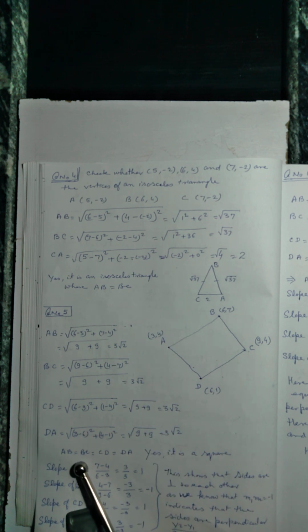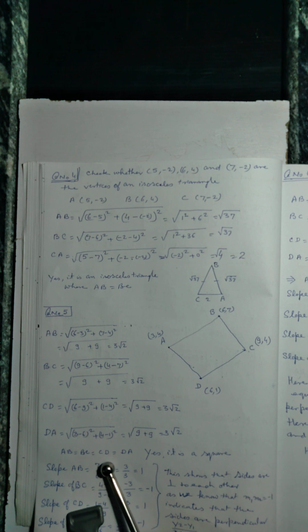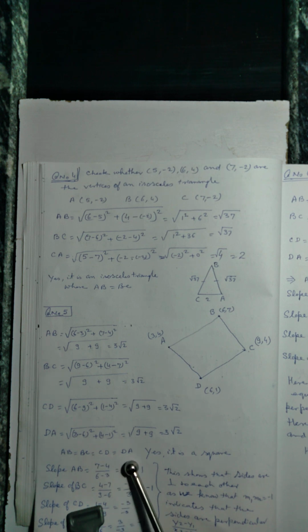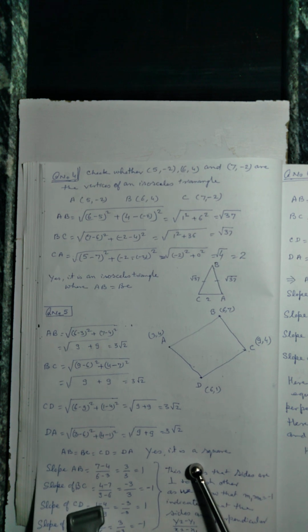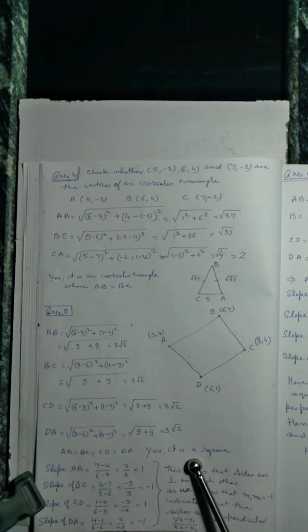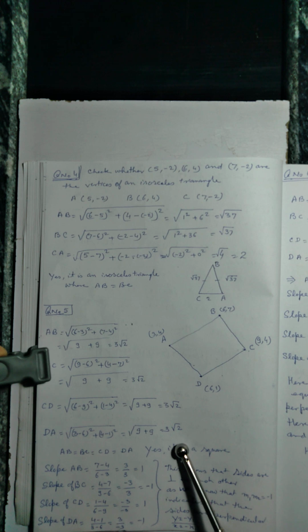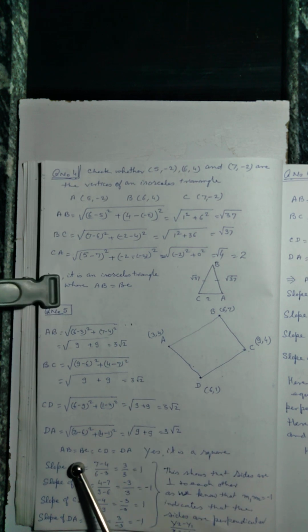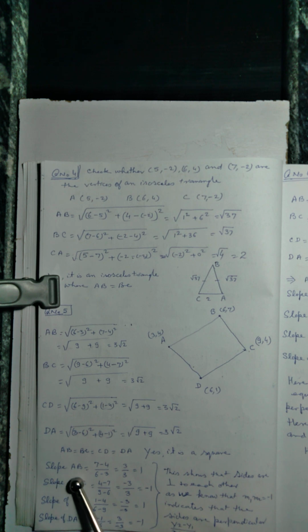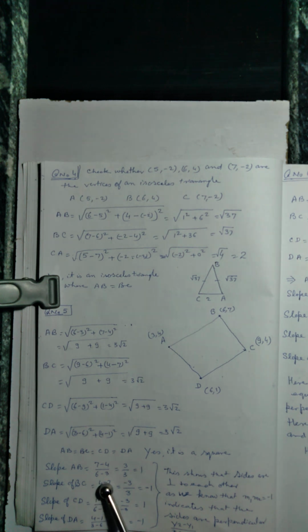Now here you see AB is equal to BC, BC is equal to CD, and is equal to DA. Yes, it is a square. But before justifying the square, we have to find out the slope or the angle formed between these 2 points. You see, let us find the slope of AB, that is y2 minus y1 upon x2 minus x1.